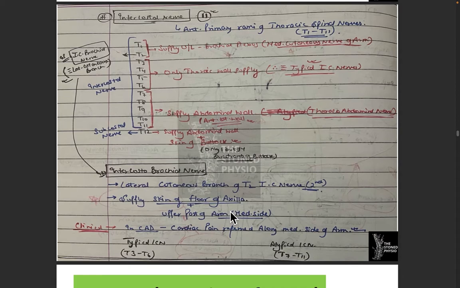Now there is a significance of this particular nerve in case of CAD. Can anyone tell me the full form of CAD? It is related to the heart. Coronary artery. Yeah, exactly. Coronary artery disease.